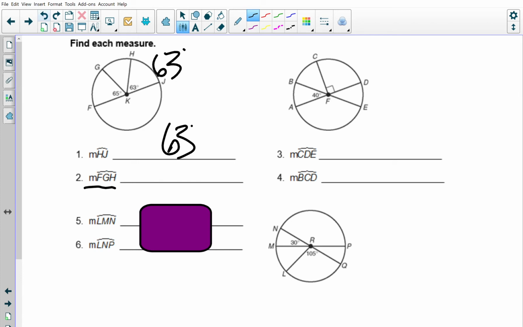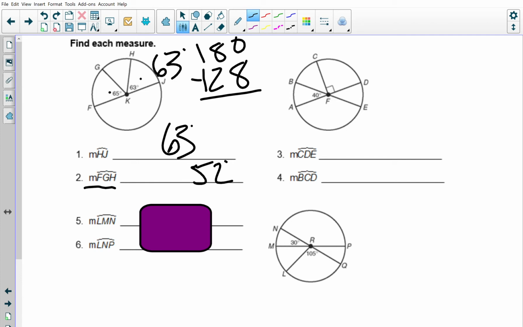All right. Well, we know that that's a semicircle the whole way across. So that has to be 180 degrees. So 63 and 65 is 128. And when we subtract that from 180, we get 52, I think. Hopefully. Flying through it.